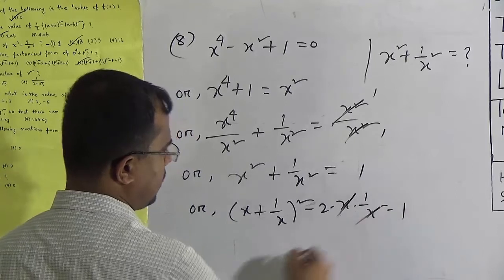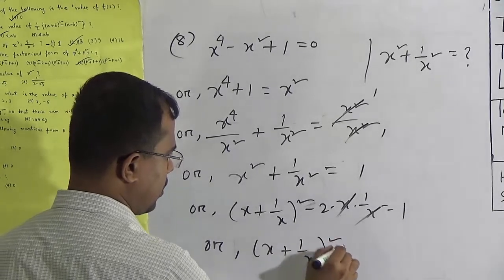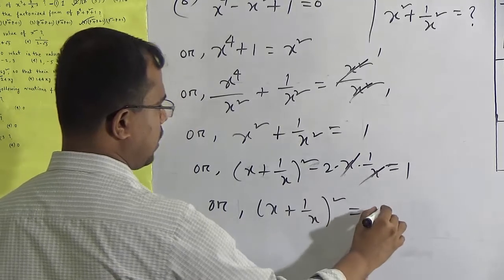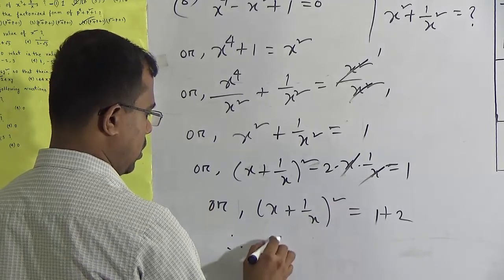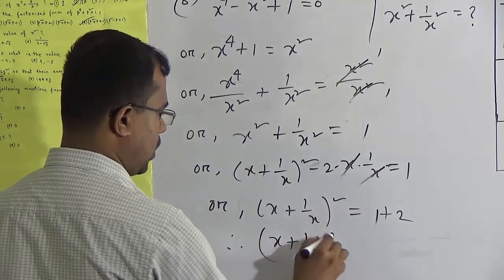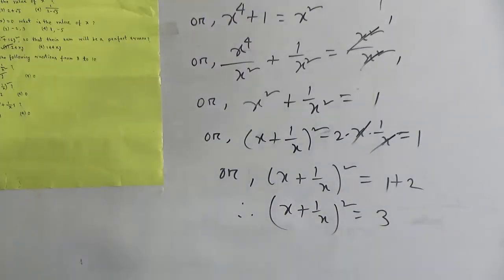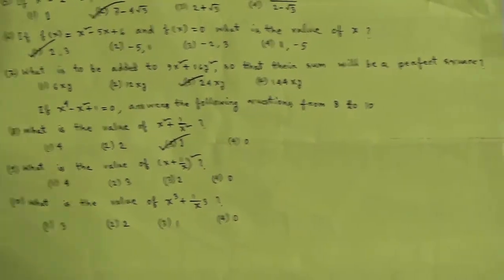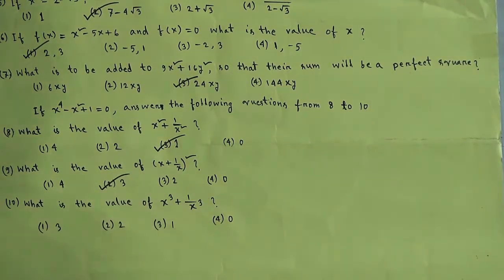We can cut this x and this x, so x plus 1 by x whole square minus 2 equals 1. We will send this minus 2 to the right side, then it will be plus 2. That means the value of x plus 1 by x whole square equals 3. So what is the value of x plus 1 by x whole square? It will be 3, option 2. So the correct option of question 9 will be option 2, 3.